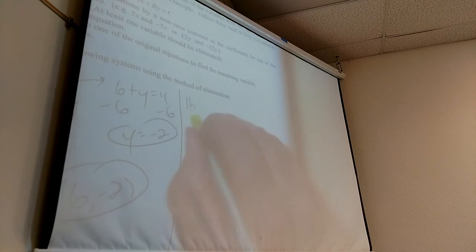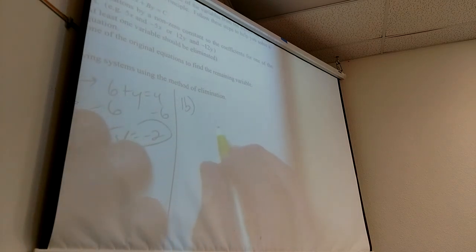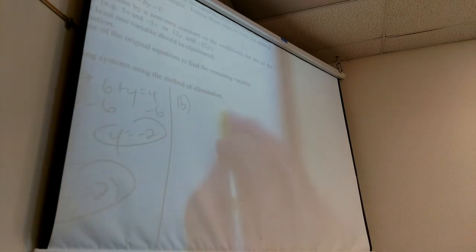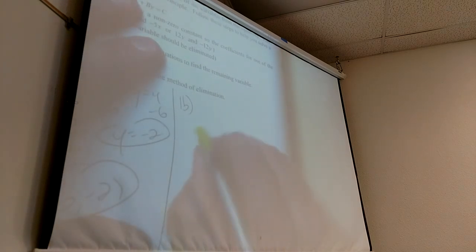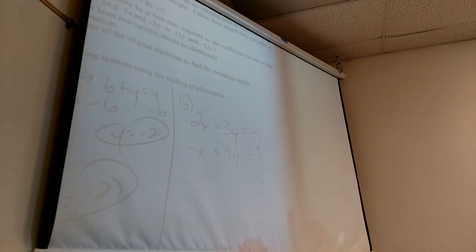Now before we get to this one, it's a little bit of a step up. I'm going to use this space over here to make my 1b. I'm going to do a little intermediate step to get us to the next level. So here, let's do, what do you got, Jeff? I don't know, man. 2x minus 3y. Let's make it work, Jeff. That'd be nice. Negative 1. And then negative x plus 4y equals 3.